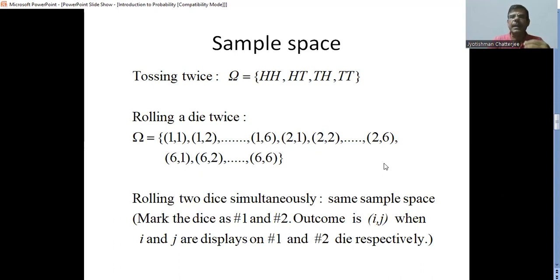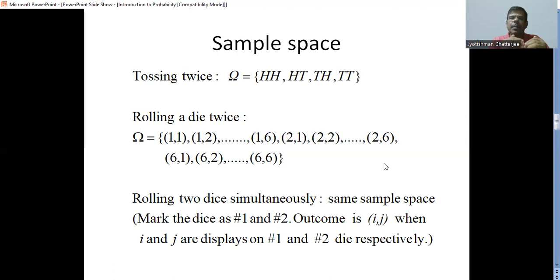You may either imagine a color or some distinguishing mark. Just designate one of the dice as number 1 and another dice as number 2. So when you roll both the dice together, suppose the outcome of the die numbered 1 is I, and the outcome of the die numbered 2 is J. In that case, you may write the outcome as I comma J.